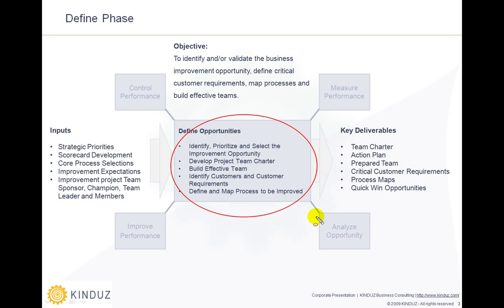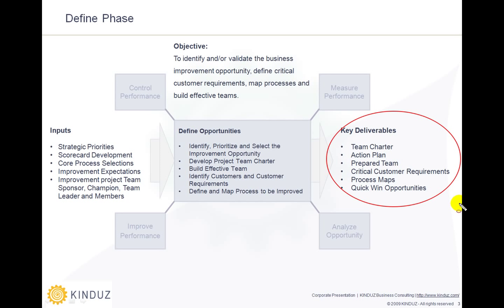You also identify and define the process that is going to be improved. So we're going to look at an example of one of the tools called SIPOC that you will use to define and map the process to be improved. So what are the outputs that are expected? We are looking at a team charter document.